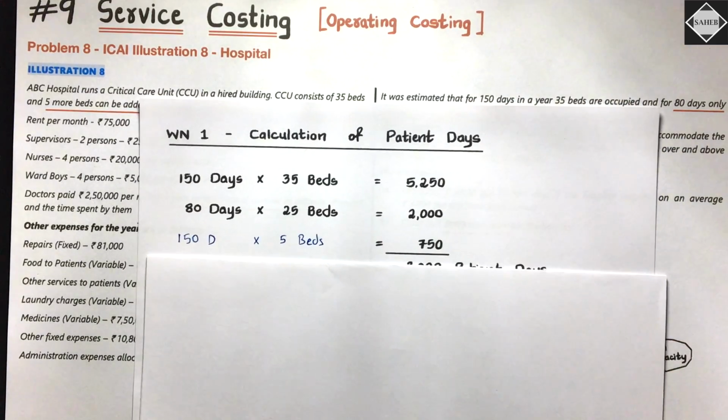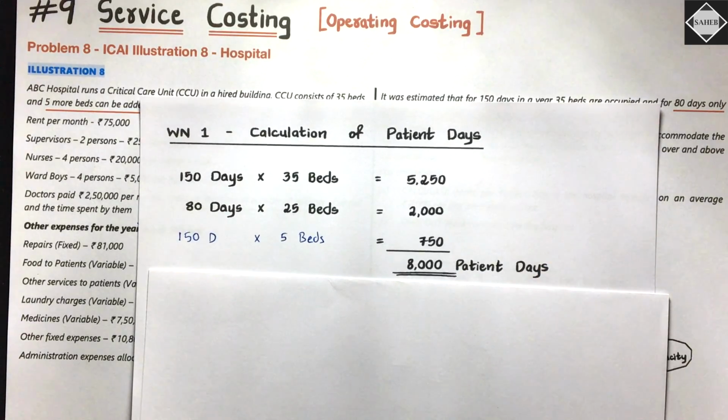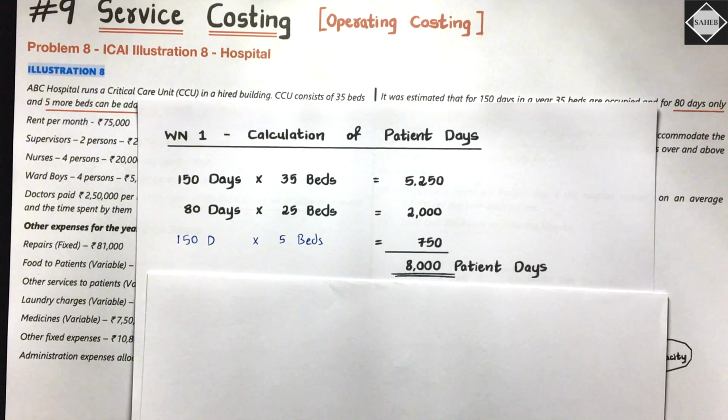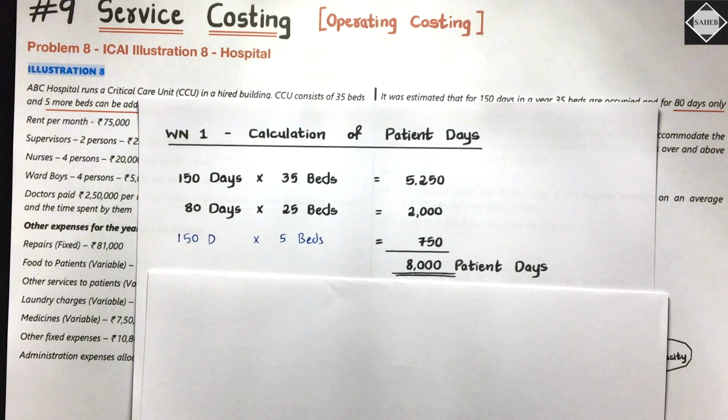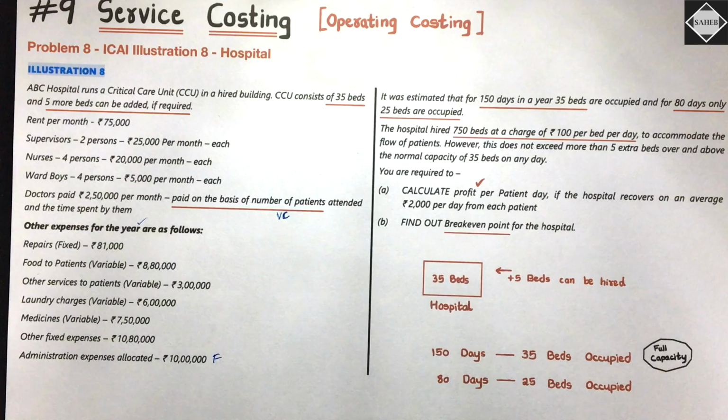So directly you have to take, and if you add up all of that, that is equal to how much? 8000 patient days. Is it clear? Simple and straightforward. This is how you will get the patient days. You don't have to get confused in this. It's very simple. Then let's just do the cost sheet.